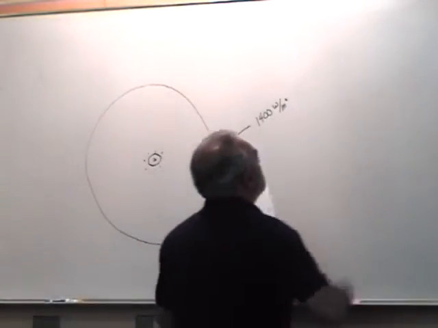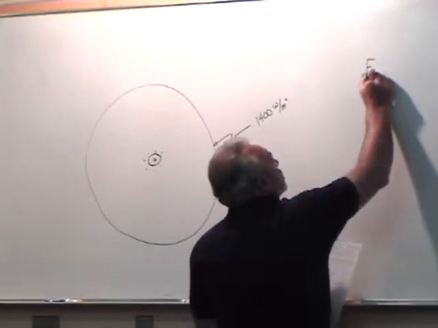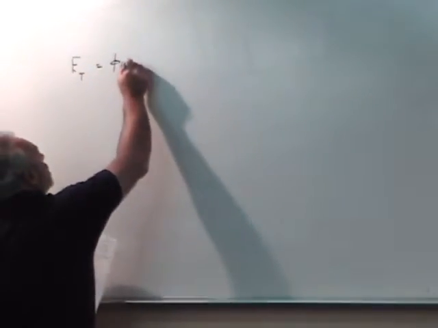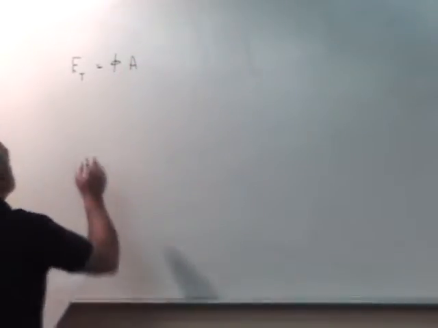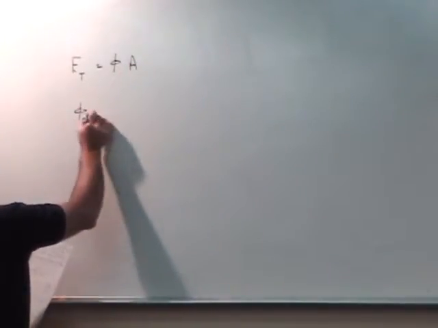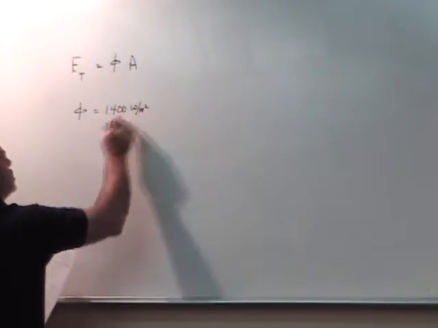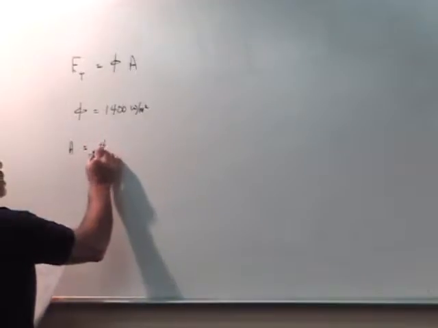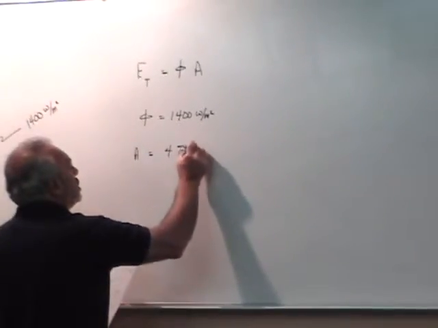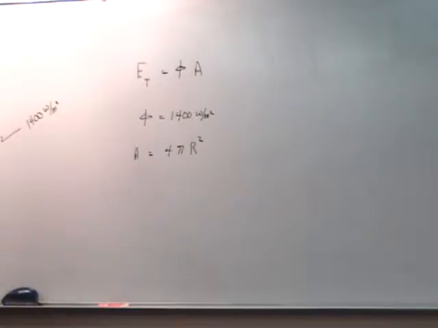Energy total from the sun is going to be the solar flux times the area. Of course, the solar flux is given, the area needs to be calculated, and the area of a sphere is 4 pi r squared. Several of you asked that question because you wanted to make sure, and that's certainly perfectly okay.